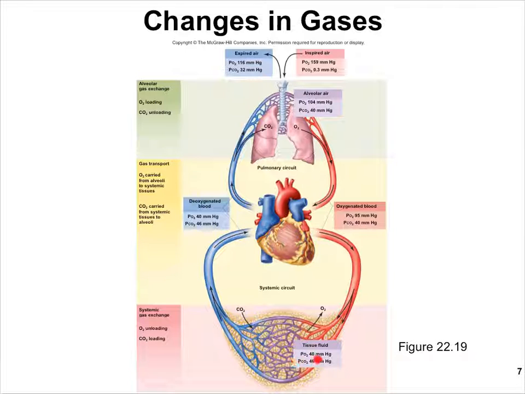What is the CO2 content of the blood or of the tissues? It's about 46. That's going to equilibrate with the blood as well. 46 is more than 40, so CO2 will move from the tissues into the blood. And when those have equilibrated, we have our deoxygenated blood, which goes back to the lungs and completes our circuit.